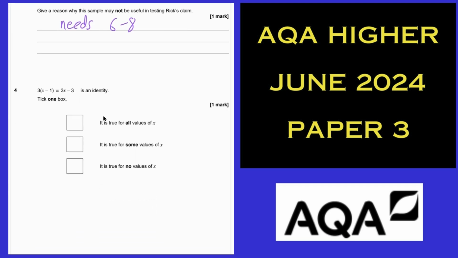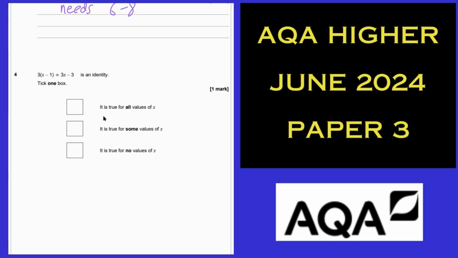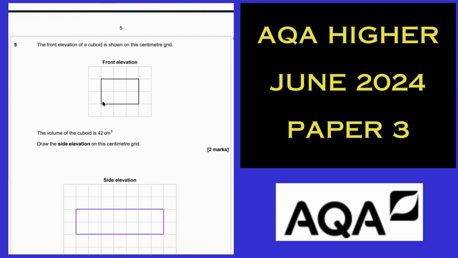Why'd he stop? Is he scared of stairs or the lift's not working? Who knows? Number 4, you're told it's an identity. And obviously if you expand those brackets, you get that. And if you still aren't sure, pick a value for x, 0, 10, a billion. Who cares? It's always identical.